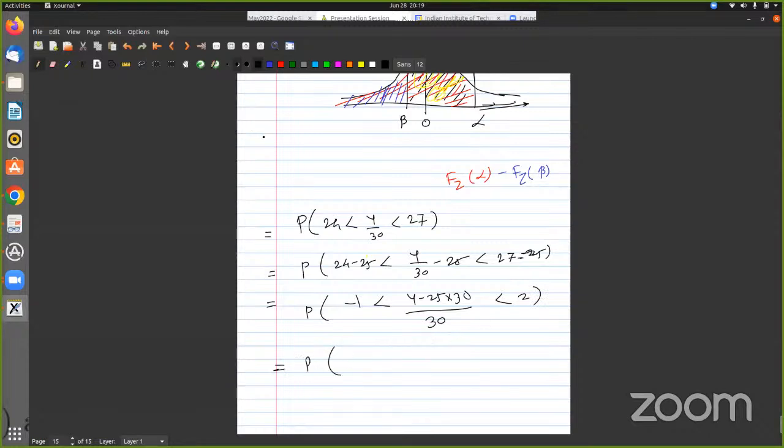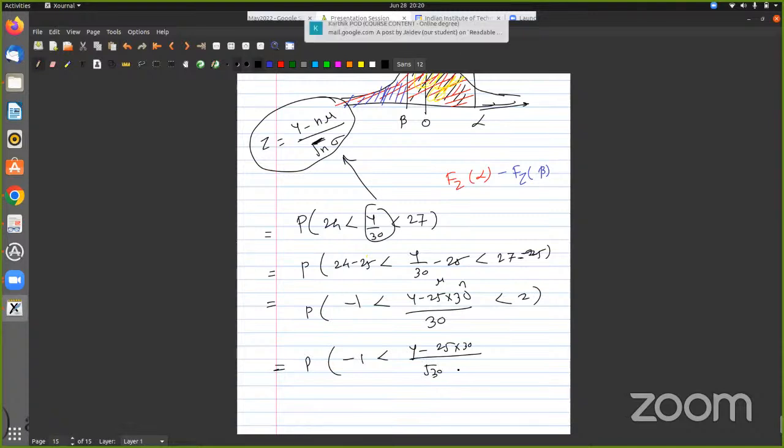Now, what is my z? Z should be like this, right? Y minus n mu upon root n into sigma. This is z. What I'm trying to do is convert that y by 30 into this term. So for that, what I need here is root n in the denominator. In the numerator, it's n into mu, so the numerator is satisfied, but in the denominator, I don't want n, I want root n. So I'll do minus 25 into 30 divided by root 30 into root 30, less than 2.